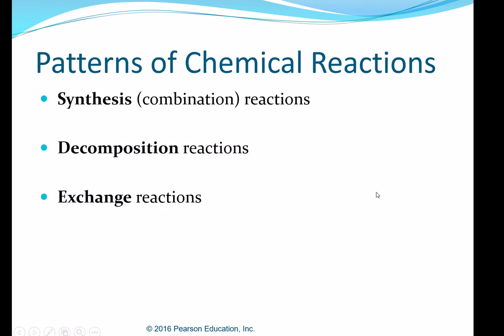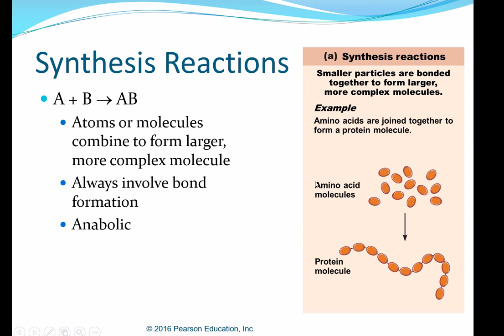There are 3 kinds of patterns in terms of chemical reactions. We have synthesis reactions, which make stuff. We have decomposition reactions, which break apart stuff. And we have exchange reactions, which both break apart stuff and make new stuff. Let's look at a synthesis. Literally, A plus B becomes AB. So we have some small molecules coming together to form larger molecules, and so this is the formation of bonds. This is what we call an anabolic process. It's going to require energy.